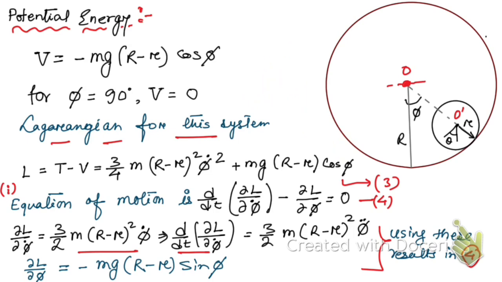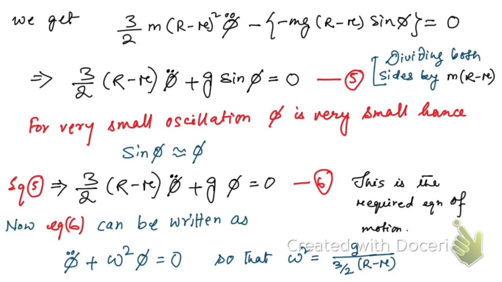Now you see, using this set of results, this one which is equal to this one, and this one which is equal to this one, and using these results in equation number 4, we have finally got this result. This is the equation of motion, right? So hope you have understood this. Let us divide this equation on both sides by m into capital R minus small r. Then this one is going to be cancelled, m is going to be cancelled, and this equation is reduced to this form. That is equation number 5.